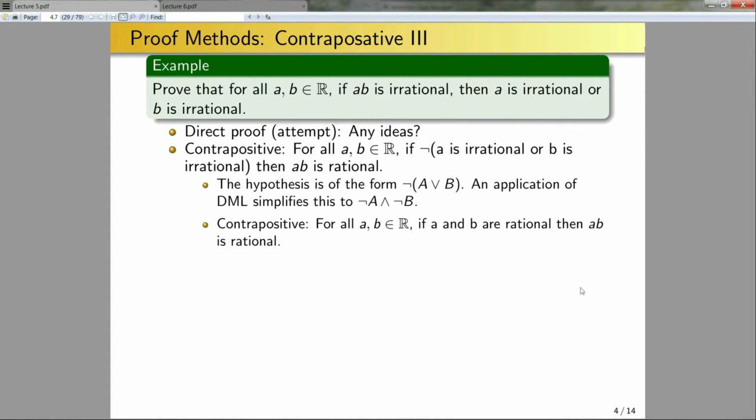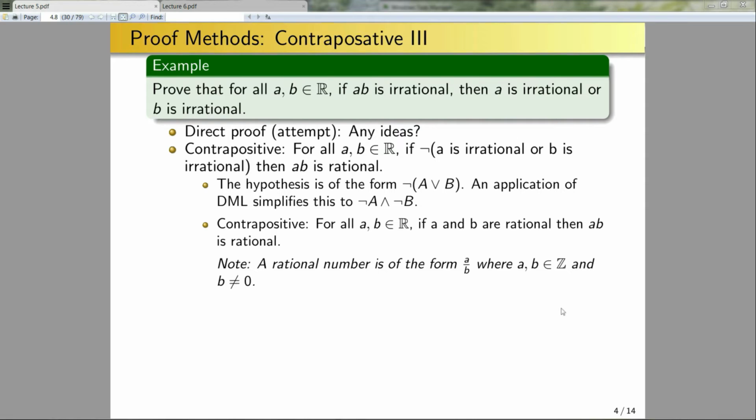Okay, so now can I prove this? Well, the answer is yes, but first I really need to define what I mean by rational numbers. Here, note that a rational number is a number of the form a divided by b, where a and b are integers and b is not equal to 0. Okay, so with this in mind, how would I prove this?